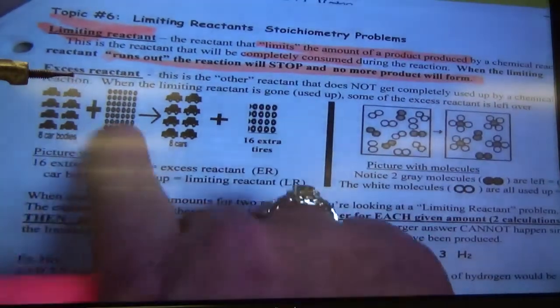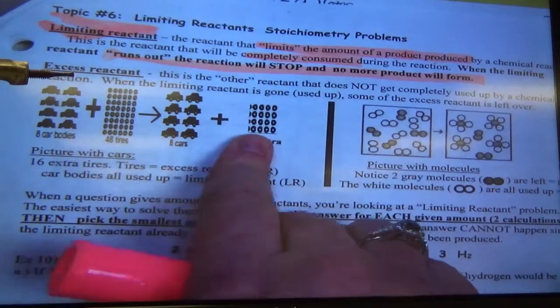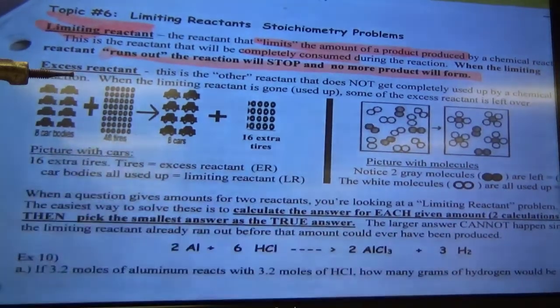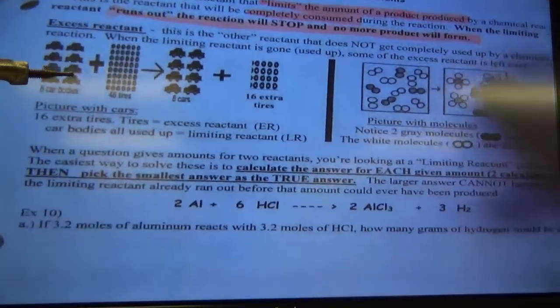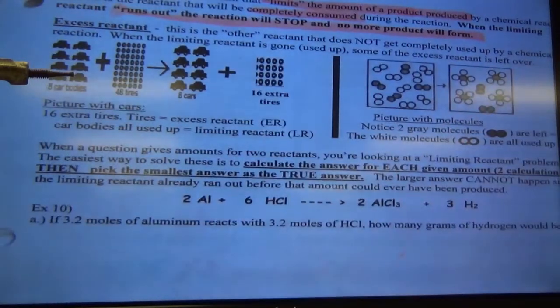Just like having all these extra car tires, that does not mean you can keep making cars. You need the bodies to go with them. Or when molecules are left over, just because you have them, you cannot make more molecules because you're missing the other ingredient needed, the other reactant.